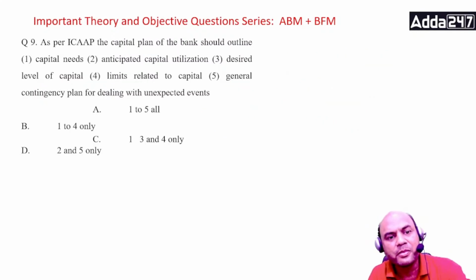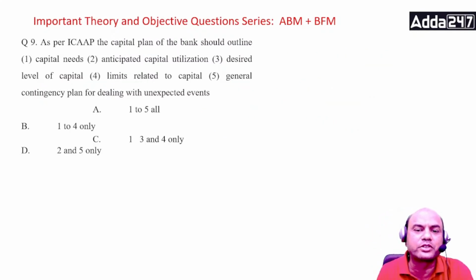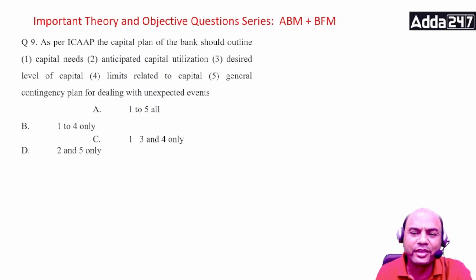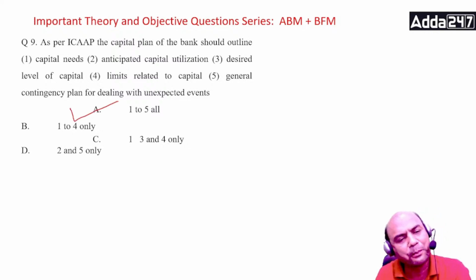Move on. As per the ICAAP, the capital plan of the bank should outline capital needs, anticipated capital utilization, desired level of capital, limits related to capital, and a general contingency plan. Everything is included, isn't it? By the name itself, you can see. So, the ninth answer is what? Give it in the comment section, everyone. Fast. Look at the points: capital needs, anticipated capital utilization, desired level of capital, limits related to capital. By now all of you know that these things are required. So the answer is A. Simple one.